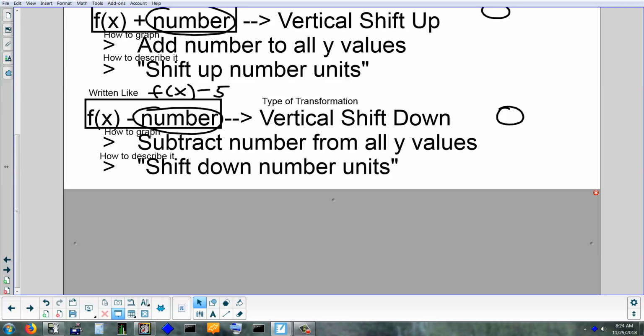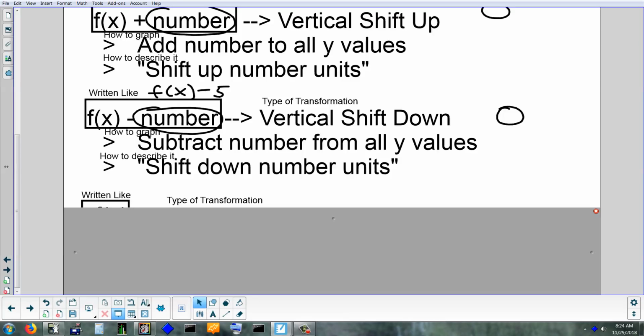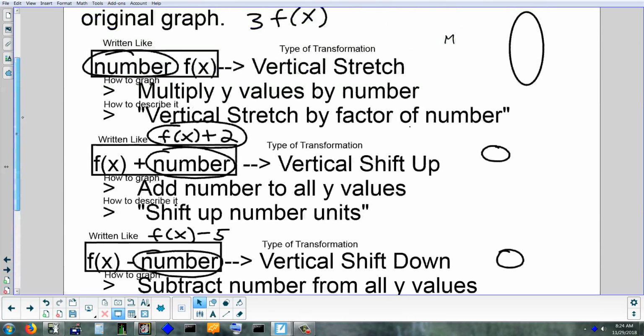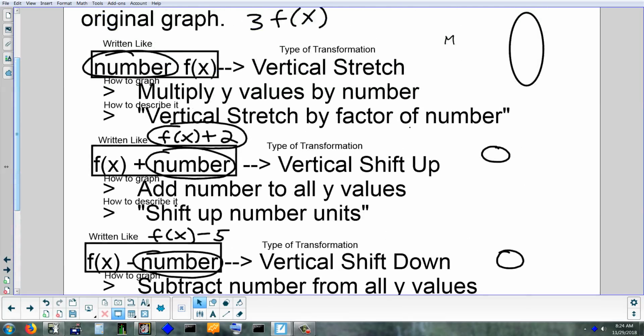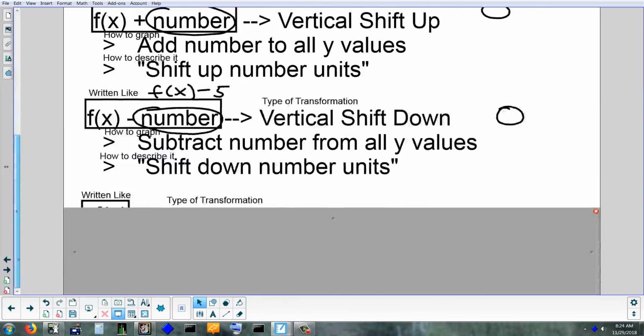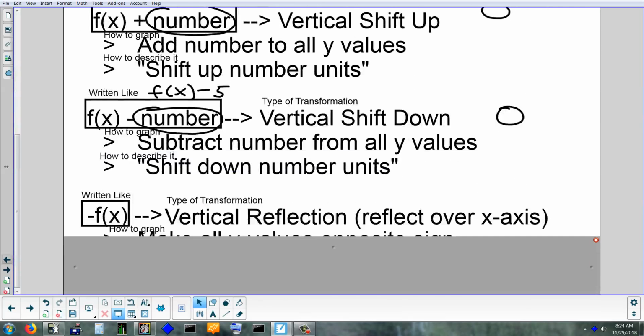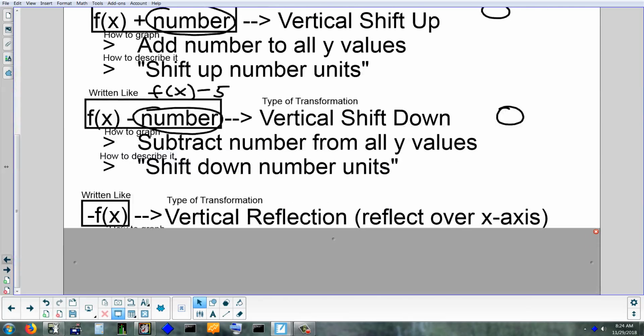All right, so the last one we're going to look at is a reflection, right? And it's vertical, right? We did a vertical stretch, we did vertical shift up, we did vertical shift down. Again, this is all vertical. That's why it's all together. This is your vertical reflection.